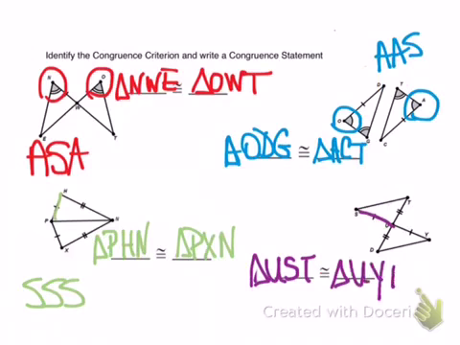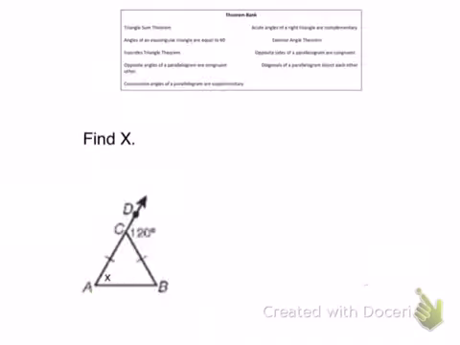So there's identifying the criterion and naming the congruent triangles. On these, I want to identify the theorem and find the value of x.